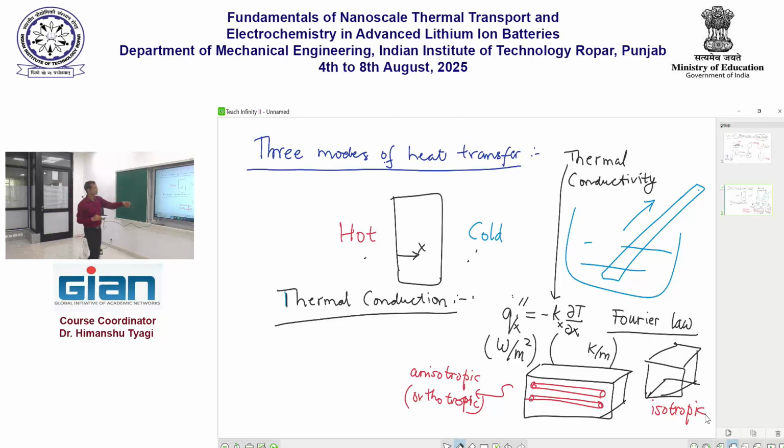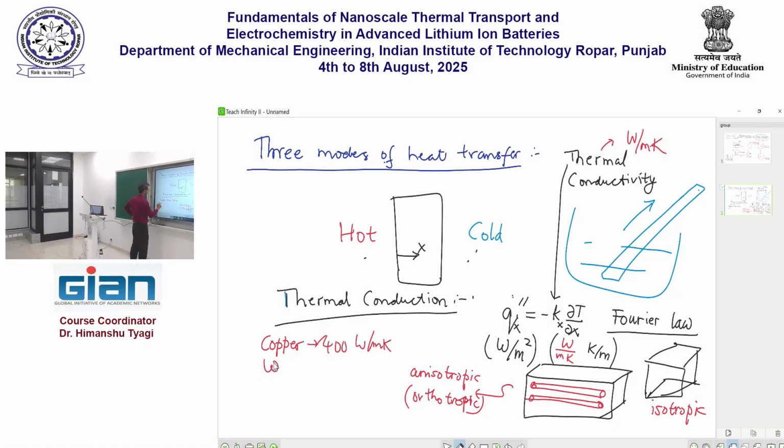By the way, what are the units of thermal conductivity? You can see exactly from this simple equation you can say that this must be watt per meter Kelvin. What are typical numbers for thermal conductivity? For copper, absolutely around 400 watt per meter Kelvin.